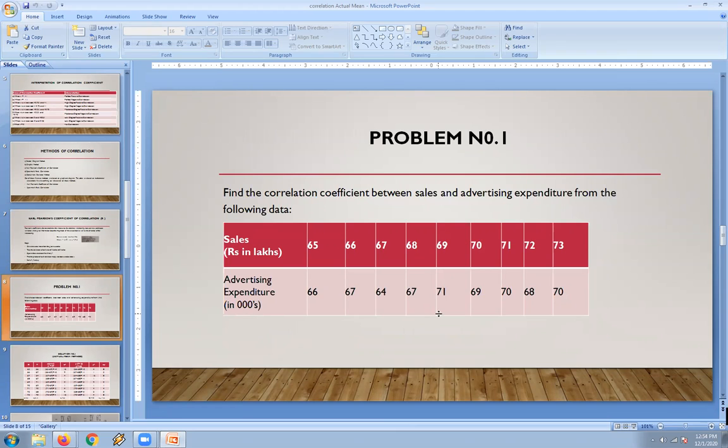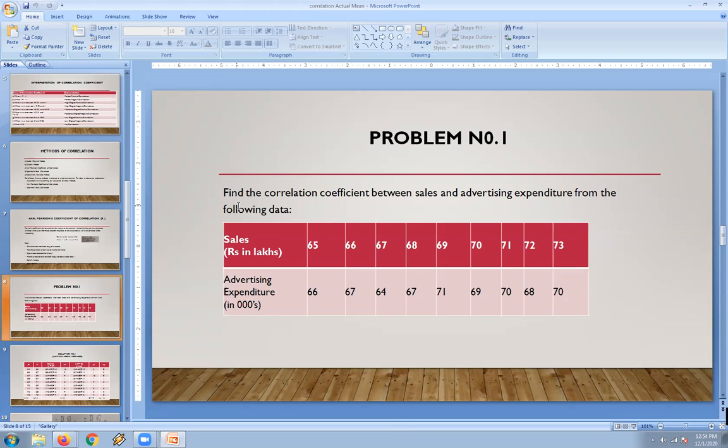Let us see one problem here, how to calculate this correlation coefficient by using the actual mean method. In the examination, they will not specifically ask whether it is for 8 marks or 15 marks. Follow the steps and calculate. If it is mentioned clearly, you have to follow the same method. If not, you can use whichever you feel comfortable with.